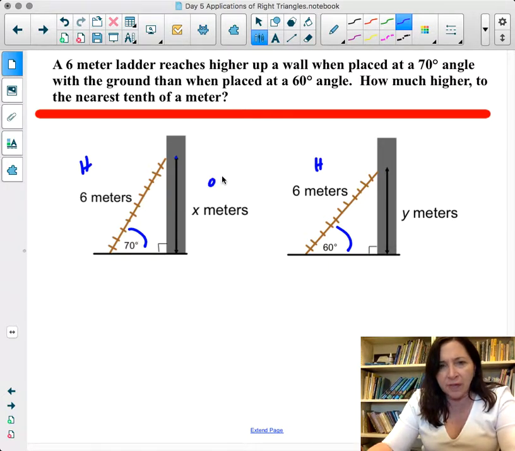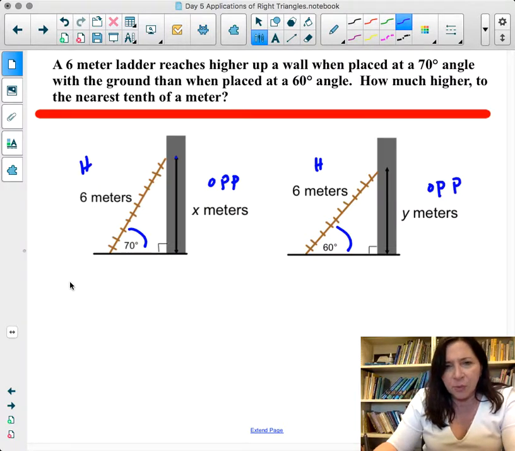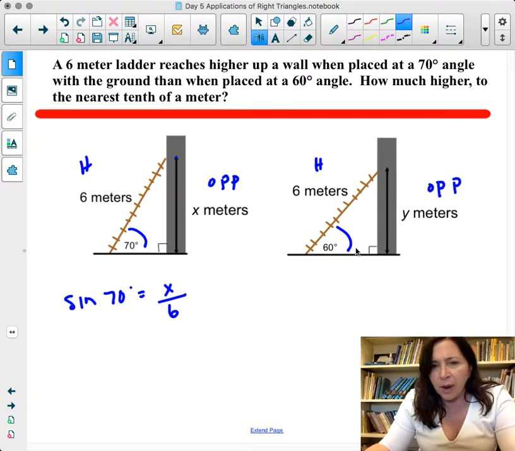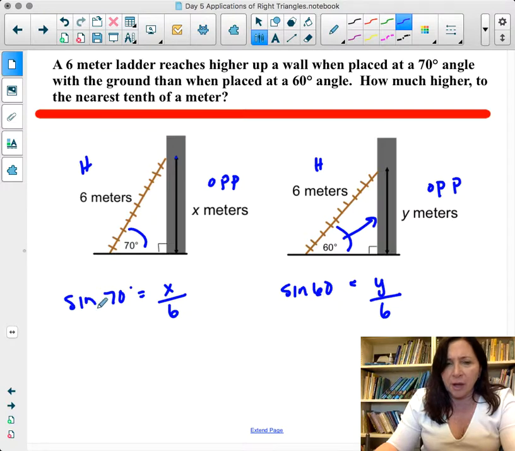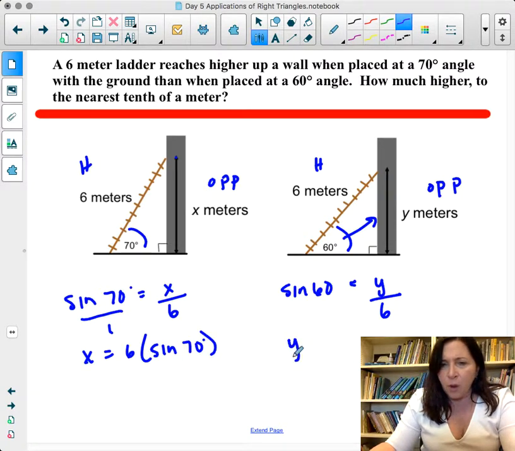We are using what's called the opposite side for here and the opposite side for here. So which one uses the opposite and the hypotenuse? That's going to be sine of the angle is equal to the opposite side over the hypotenuse. Likewise, I'm going to use the same formula here, sine of 60. So we cross multiply. So x equals 6 times sine of 70 degrees, and y is equal to 6 times sine of 60 degrees.